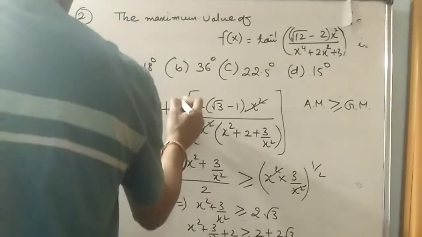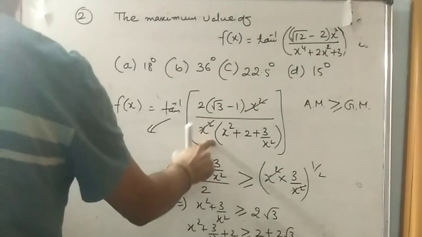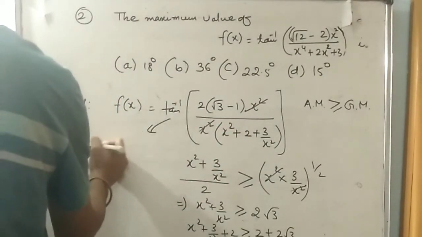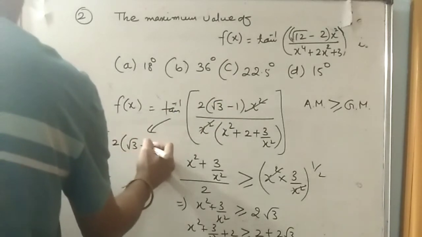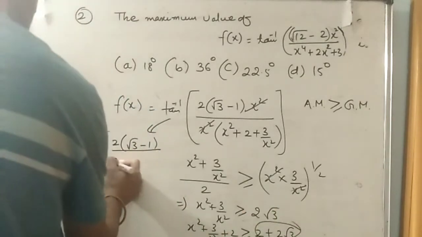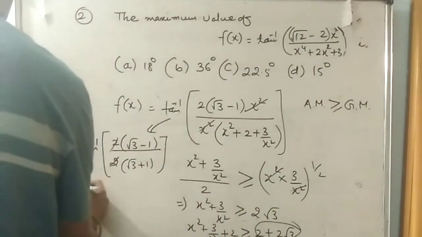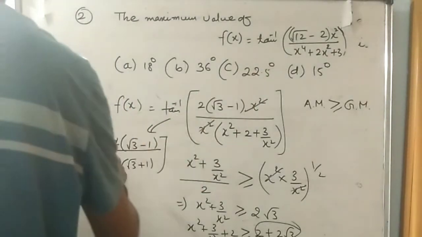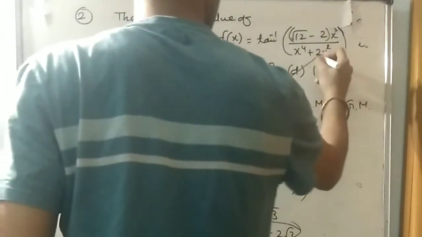So what we can say, as I already said in the beginning, this function will have maximum value if our denominator is minimum. Numerator, we can't do anything about this. This is okay, 2 into root 3 minus 1. The minimum value of the denominator is 2 into root 3 plus 1. So 2 gets cancelled. This root 3 minus 1 upon root 3 plus 1 is basically the value of tan theta for 15 degrees. That makes option B correct.